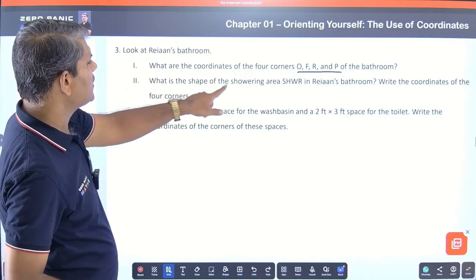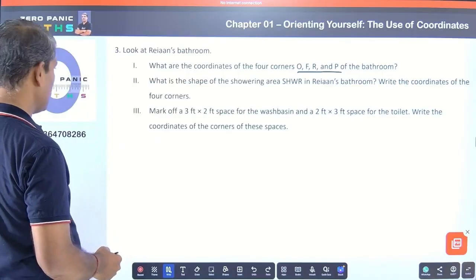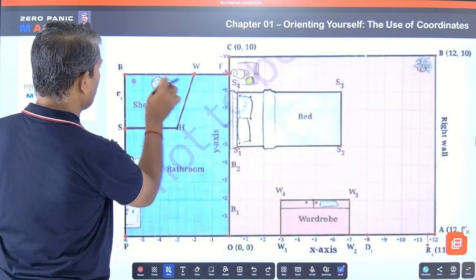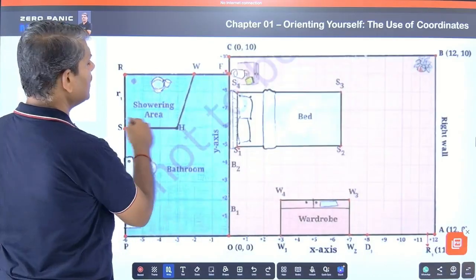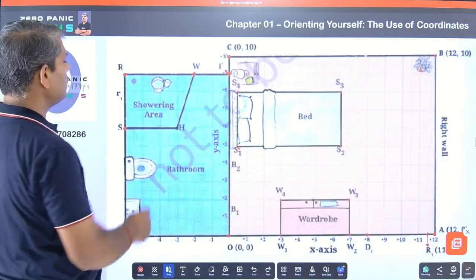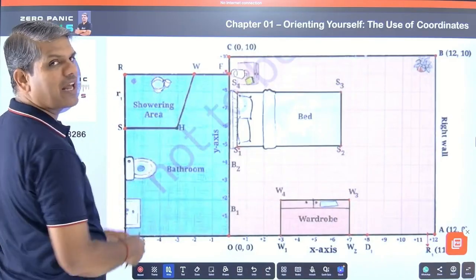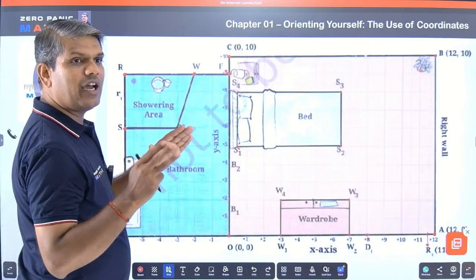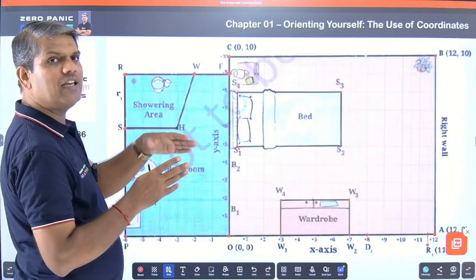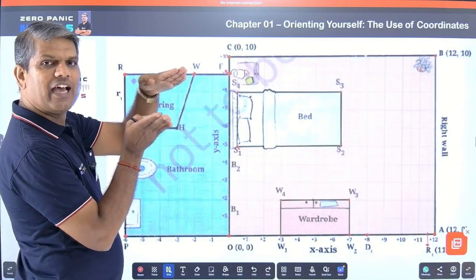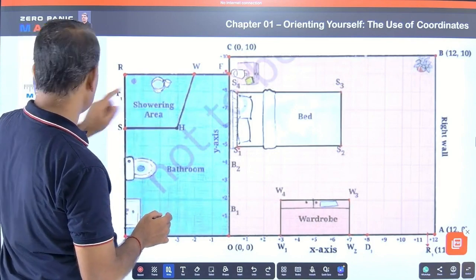Now, what is the shape of the showering area SHWR? Okay, listen to me carefully. This is the showering area SHWR. Now tell me what is the shape of this? Okay, it looks like a trapezium because there are two parallel lines and two non-parallel lines. So a figure with four corners with one pair of opposite sides parallel is a trapezium. So the shape of the showering area is a trapezium here.